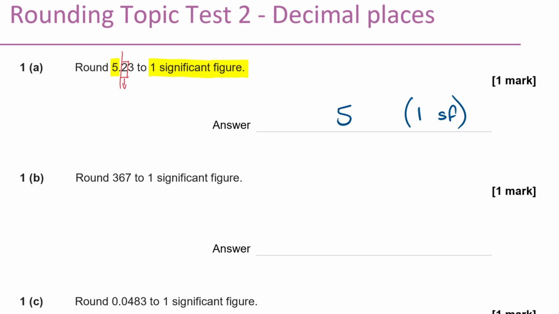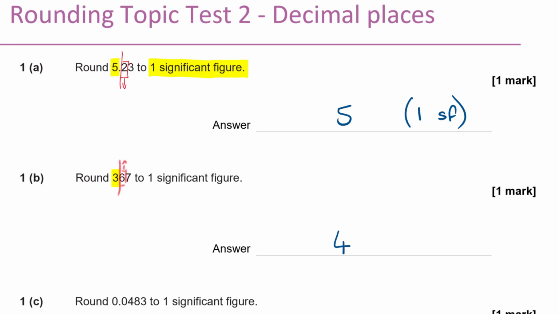Now, B says round 367 to one significant figure. Now again, the first significant figure is going to be the first non-zero digit of your number, which is this 3 here. Okay. So I'm going to round off after that 3. So let's round off, put the round line in here. And look at the very next digit to decide whether or not I need to round up or round down. Now this time it's 6. So I need to round up, don't I? So that 3 is going to round up and become 4.